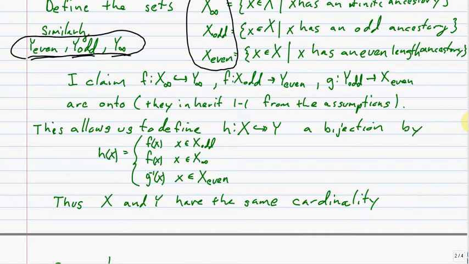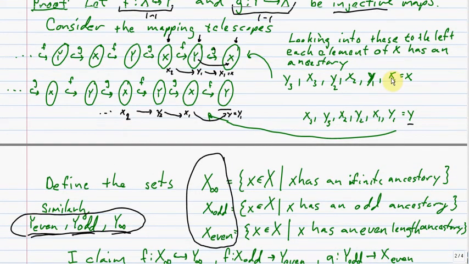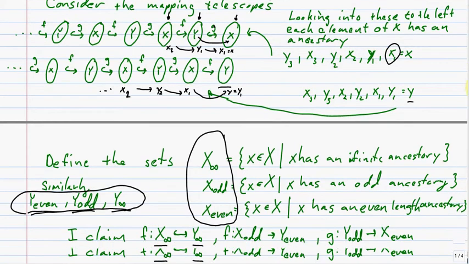And now I claim that F is a one-to-one and actually onto map, if you restrict it to X infinity, to elements of Y infinity. And it's easy to see why that's true. If I have something that starts with x1 and has an infinite string, an infinite ancestry, then if I just sort of cover up x1, y1 has an infinite ancestry as well. So there's a one-to-one correspondence between things with infinite ancestry.